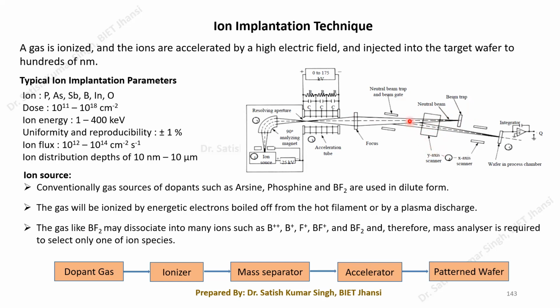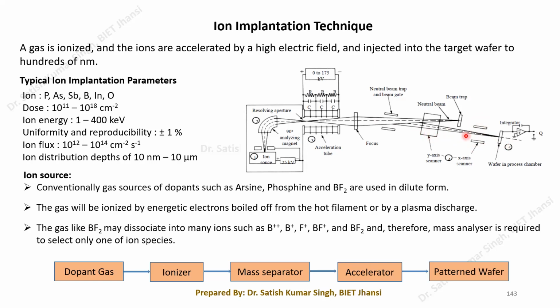And then only the ion beams, which are actually your B plus ions, are going to be bombarded onto your wafer by actual positioning done by the y-axis scanner and the x-axis scanner. So by the y-axis and x-axis scanner, we can control the location of the ion beams. Wherever we want to do this doping, we can perform it by controlling the electrostatic potential on these particular scanners.